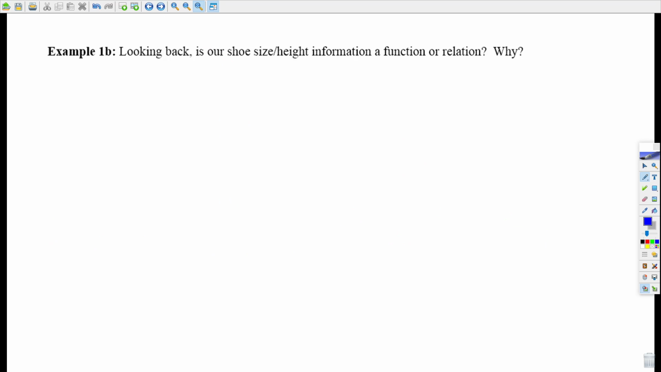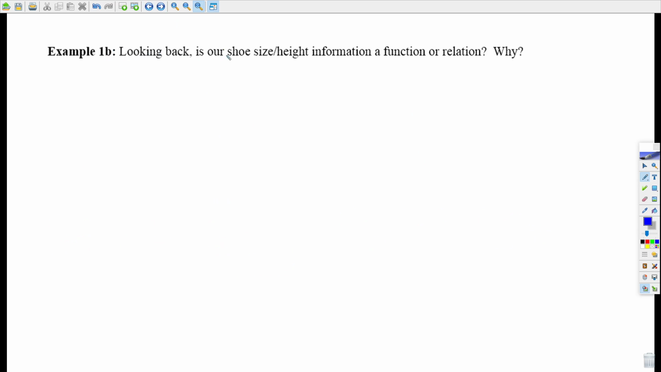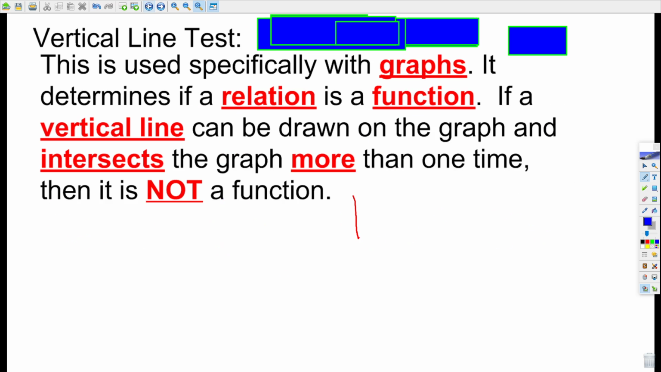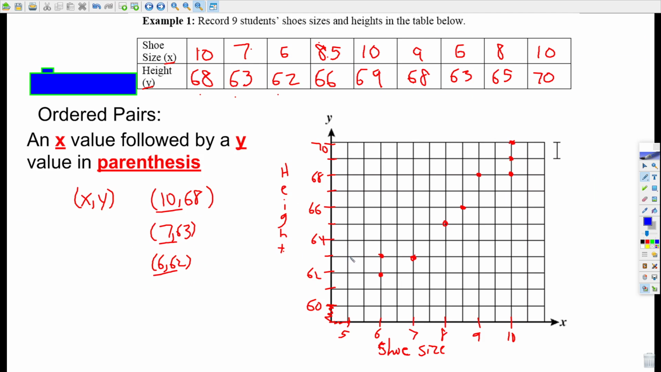Okay, so now let's actually go back. Example 1 says, looking back, is our shoe size and height information a function or relation? So let's go back here. Would we categorize this as a function or a relation? You can actually look at either one. You could look at the x values and see if it repeats and goes to a different y value, or you could do a vertical line test because we have both things.